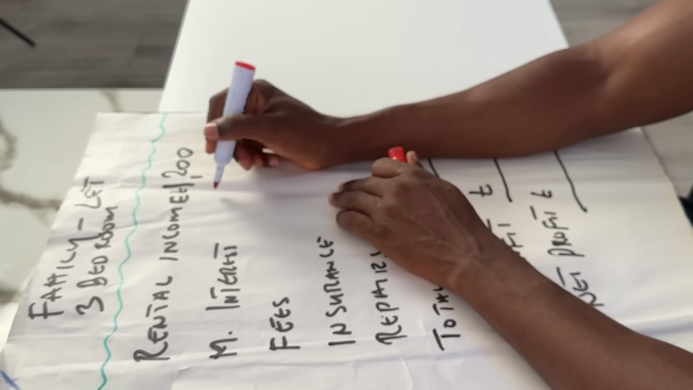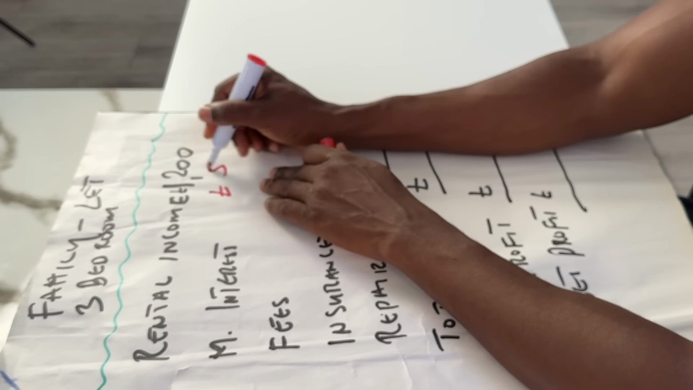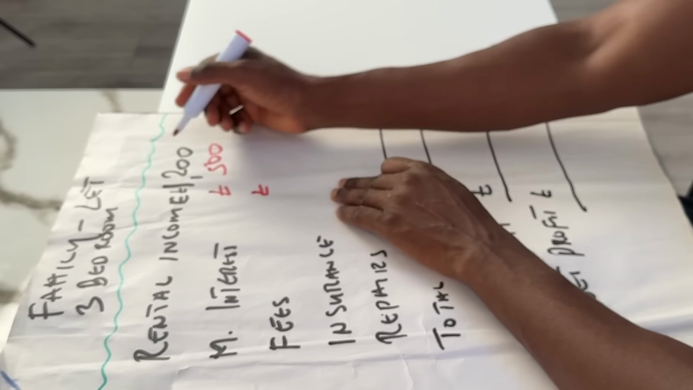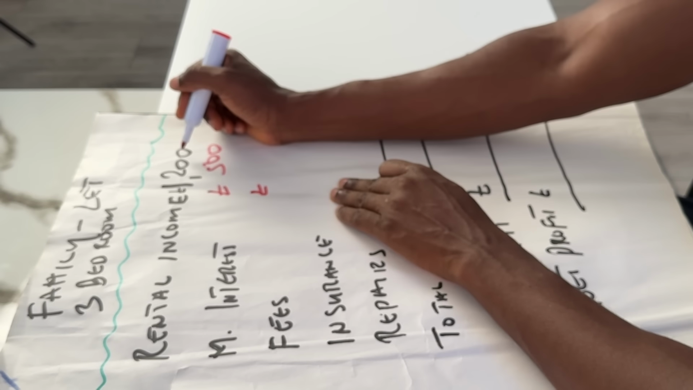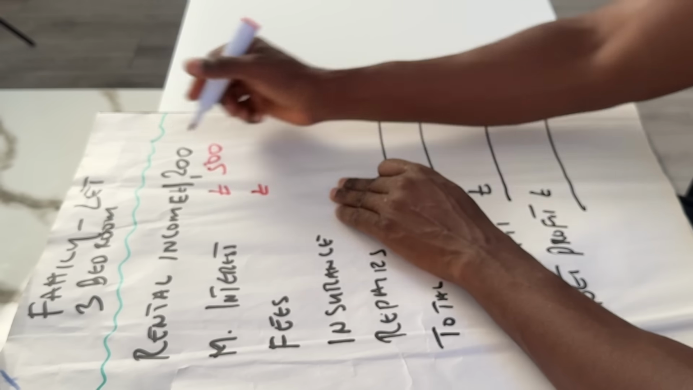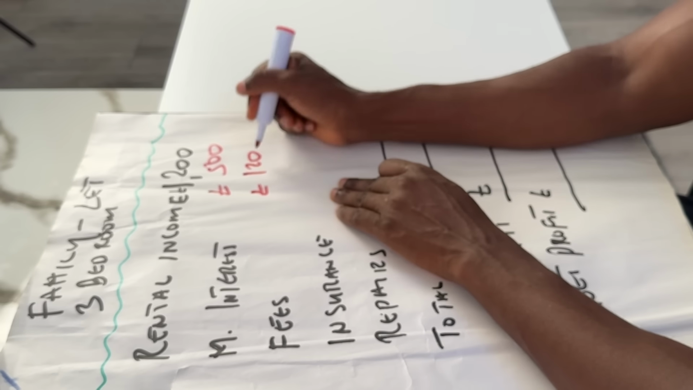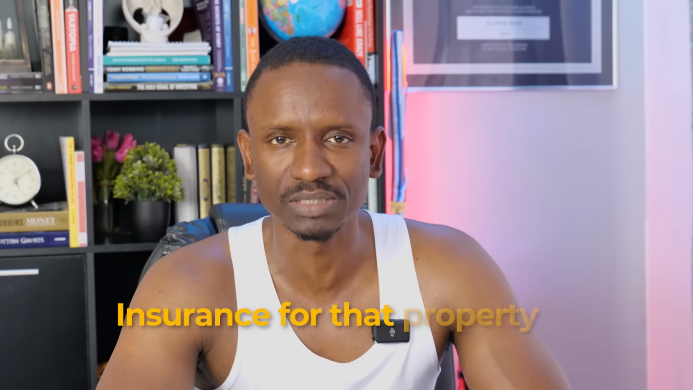So the estimated interest payment is likely to be £500, looking at the value of the property. And then if an agency is managing that property for you, the agency normally charges you 10% of your gross rental income. That will be £120.